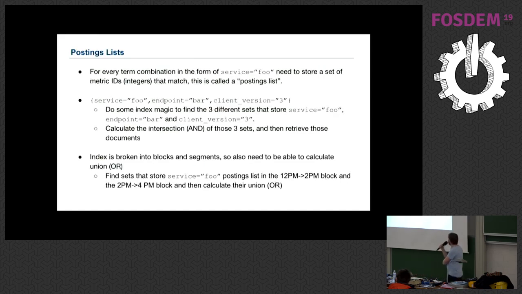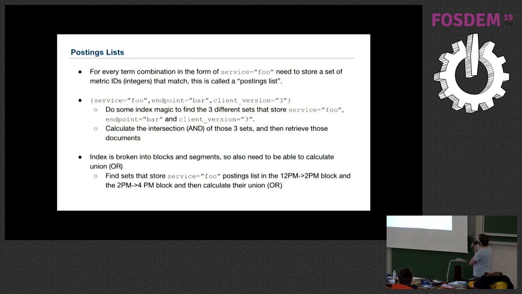For every term combination, in the form of, say, service and foo, we basically need to store a list of metric IDs, integers that match. This is the first list. And if we have a query that says service is foo, endpoint is bar, client version is 3, to resolve that query we need to intersect the different sets where service is foo, endpoint is bar, client version is 3.